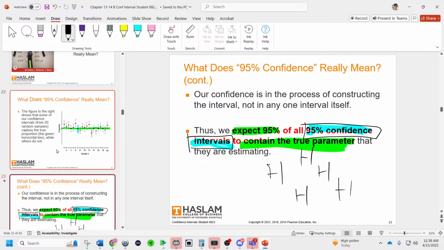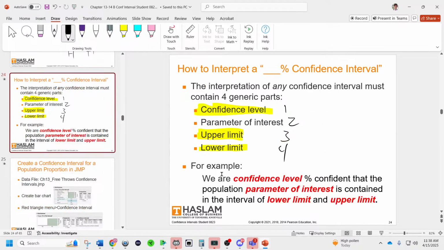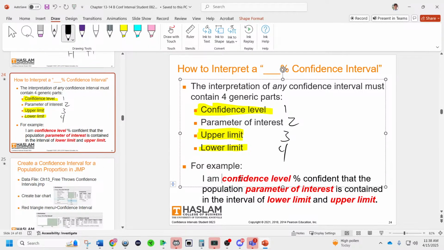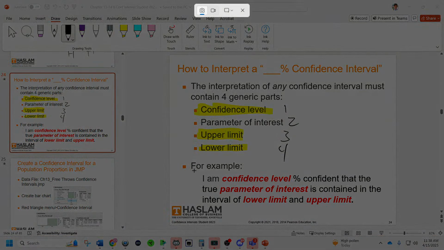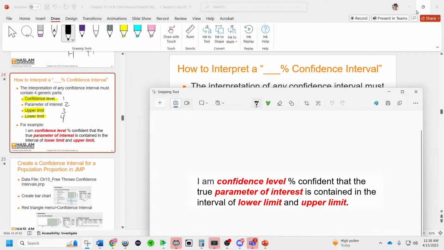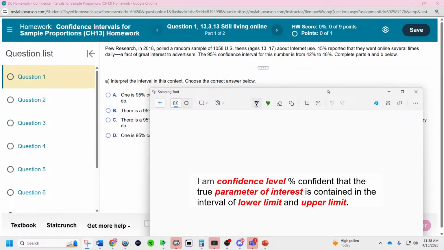Here it is. We are. I like to say I am. It's just the way I say it. I am blank percent confident that the true blank, you can say population or true, is contained in the interval blank to blank. If you look at this interpretation on the screen, it's going to be very similar to what my Pearson will write. So let's see which of these looks the most similar.